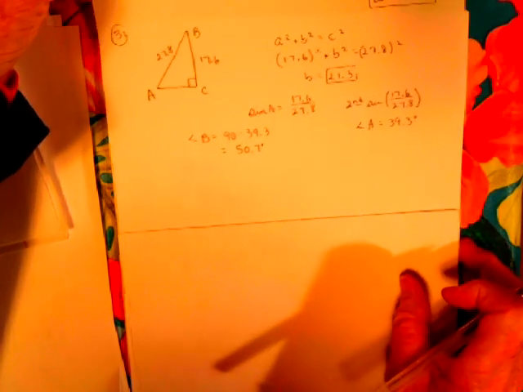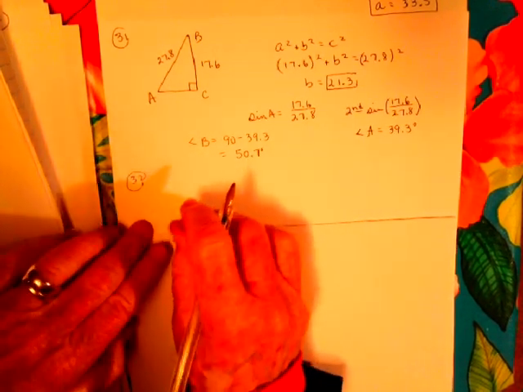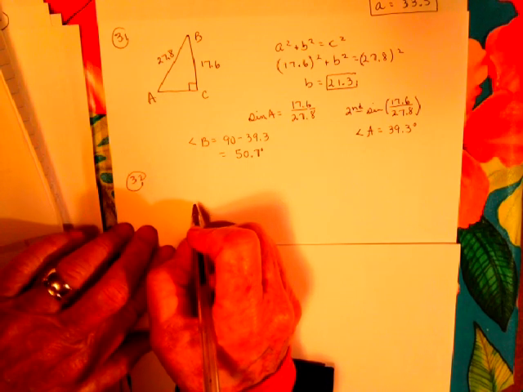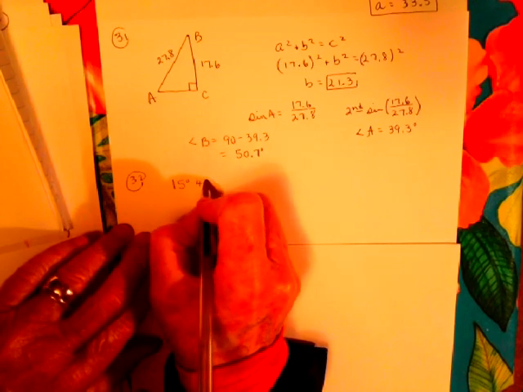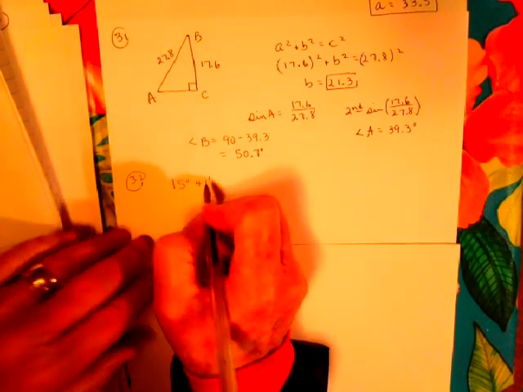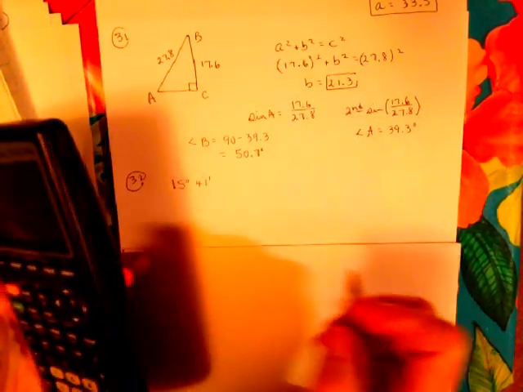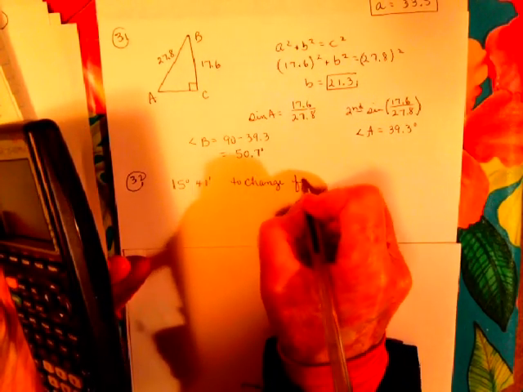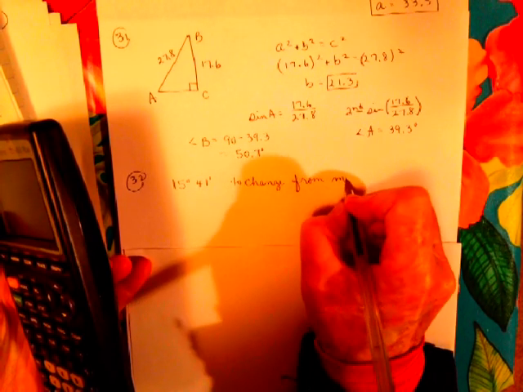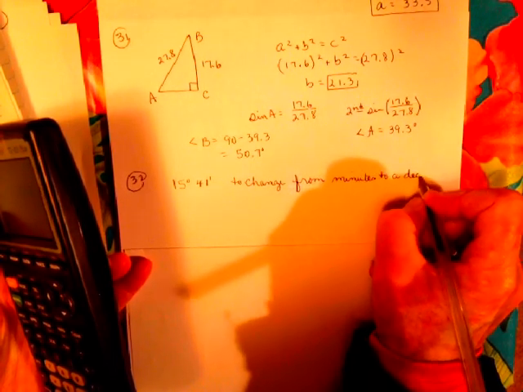One more problem in this section. Number 32. From a boat on the lake, the angle of elevation to the top of a cliff is 15 degrees 41 minutes. Well, we want to change that to a decimal. To change from minutes to a decimal, divide by 60.